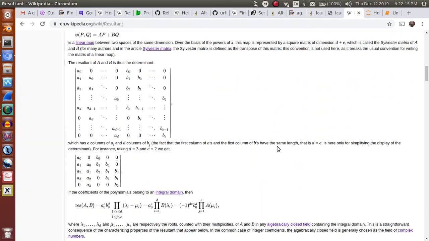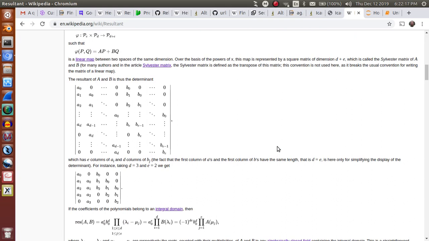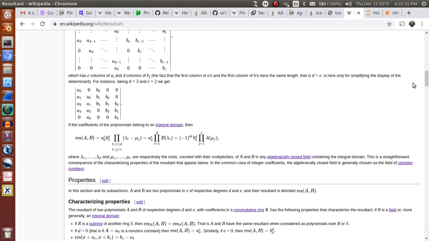The resultant, which is basically a determinant. You just take the two polynomials, which in this case are the polynomial we're trying to factor and the minimal polynomial that generates the number field, and we set up this Sylvester matrix, and we set up this determinant, calculate the determinant, and it has an interesting property. It's very useful for us here.